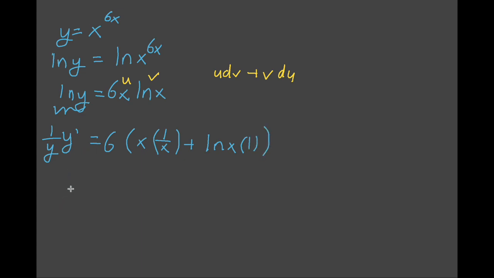So to isolate y prime, we multiply both sides by y, so you get y prime is equal to 6y, and then x times 1 over x will just be 1, plus ln of x. And if they want it all in terms of x, to finish off this problem, you replace y with our original y value, so you'd get 6x to the 6x times 1 plus ln of x.